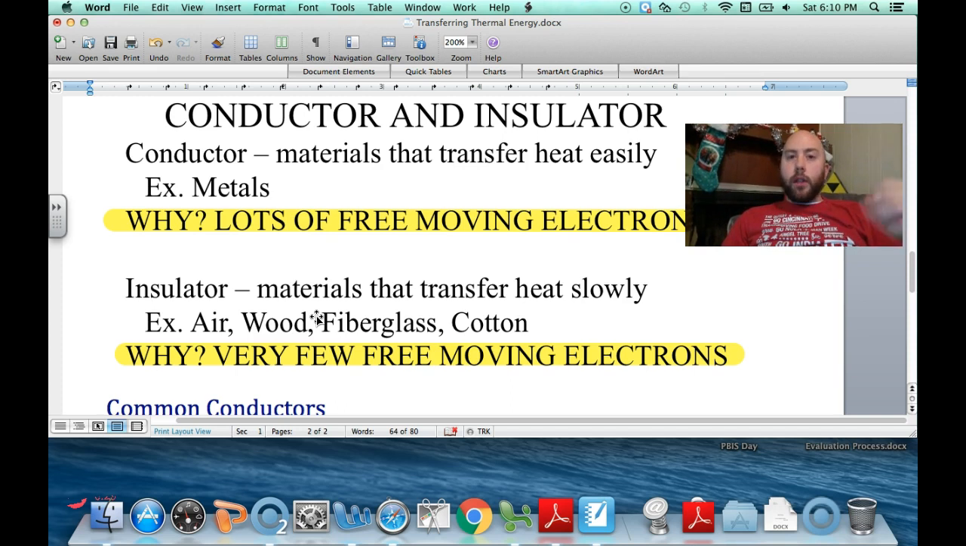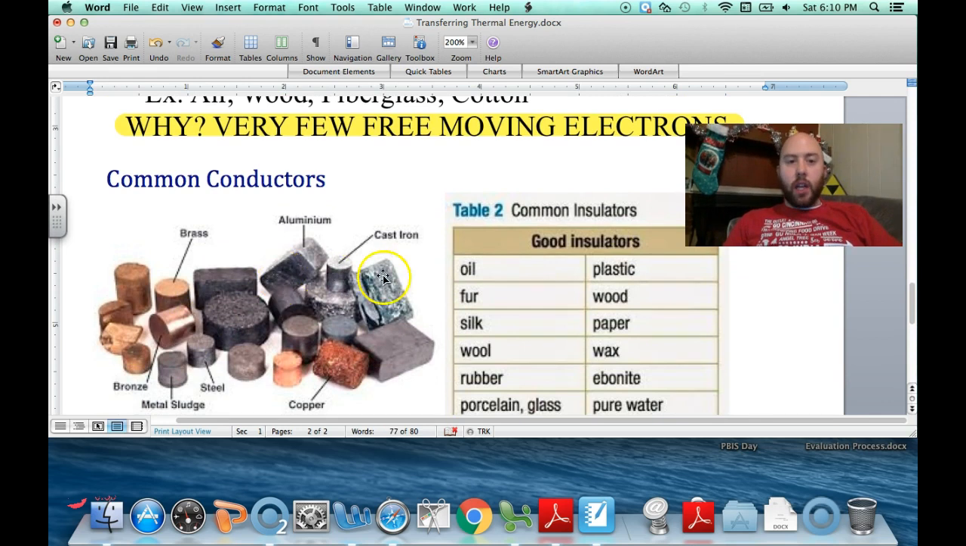If you ever boil water, you know it takes a while to do. Why? Because there are very few free moving electrons. So again, insulators are materials that transfer heat slowly because of very few free moving electrons, whereas conductors transfer heat very quickly, like metals, because they have lots of free moving electrons. So again, common conductors: brass, aluminum, cast iron, copper, steel, bronze, all metals. Good insulators: fur, silk, paper, wax, wool, rubber, etc., etc.